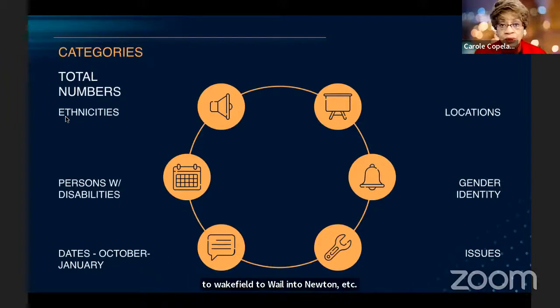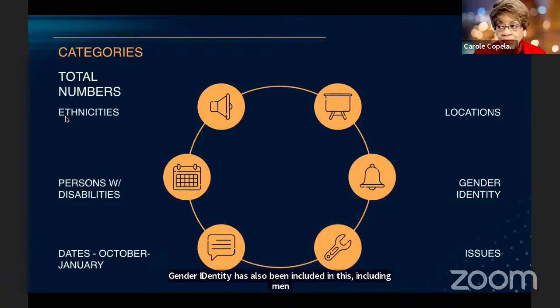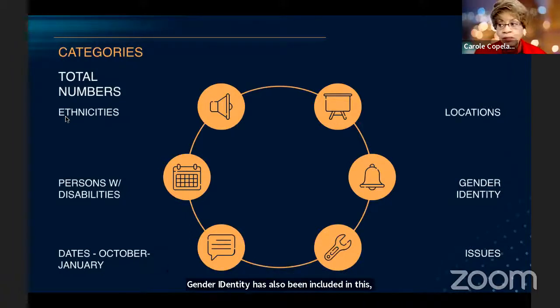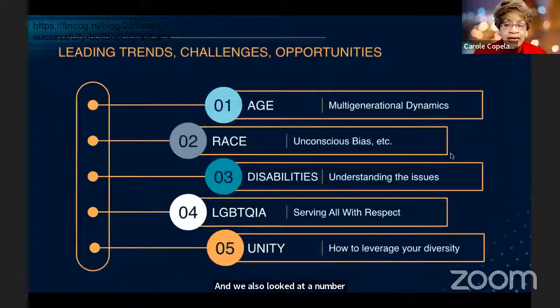Gender identity has also been included in this, including men, women, trans men, and queer men as well, and sexual orientation, including heterosexual, gay, and lesbian as well. We also looked at a number of different issues. We looked at age, which is a prominent one in terms of multi-generational dynamics. We also looked at race in terms of unconscious bias and things that may have been said or done and how they're interpreted by others.